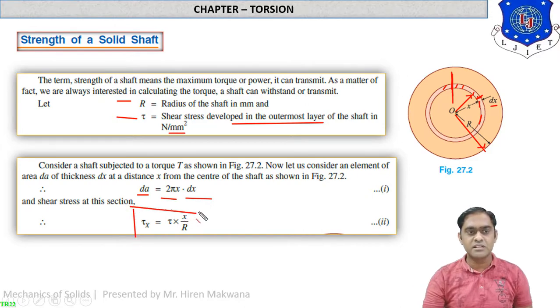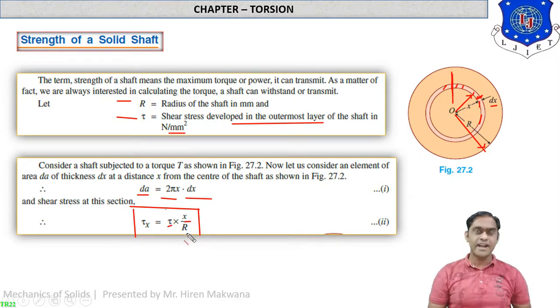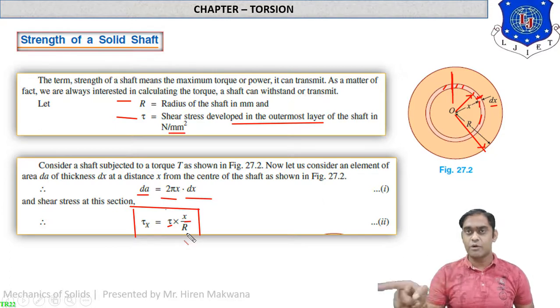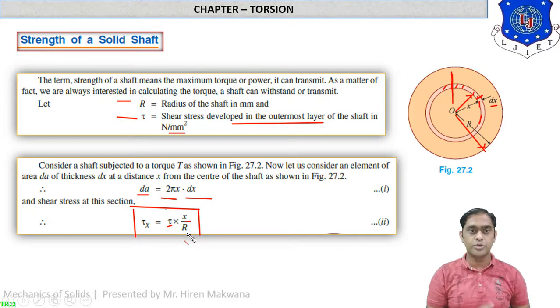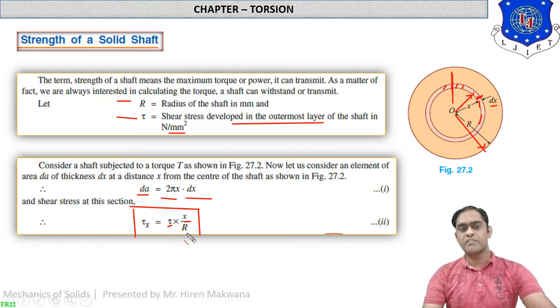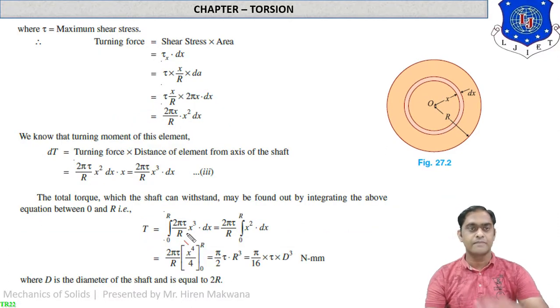Now what is tau x? Tau x means the shear stress at this section, at the ring section, which is equal to tau into x by r. Why is it tau into x by r? Because at the outermost layer, the shear stress is tau. Then what is the shear stress at a distance x? By this ratio, you can get tau x equal to tau into x by r, where x is the radius of the ring from the center of the shaft. Let us go ahead. Equations 1 and 2 will be utilized later on.